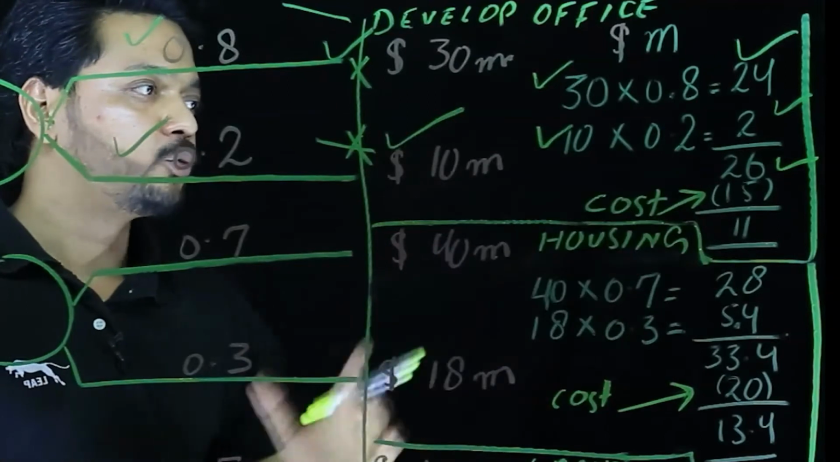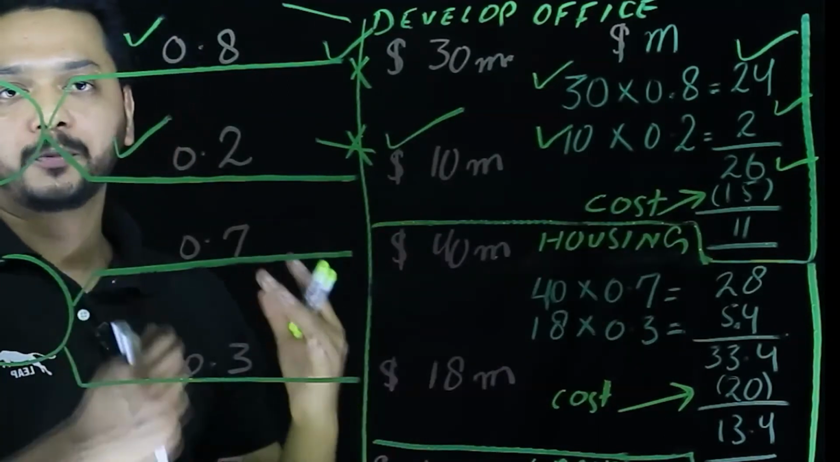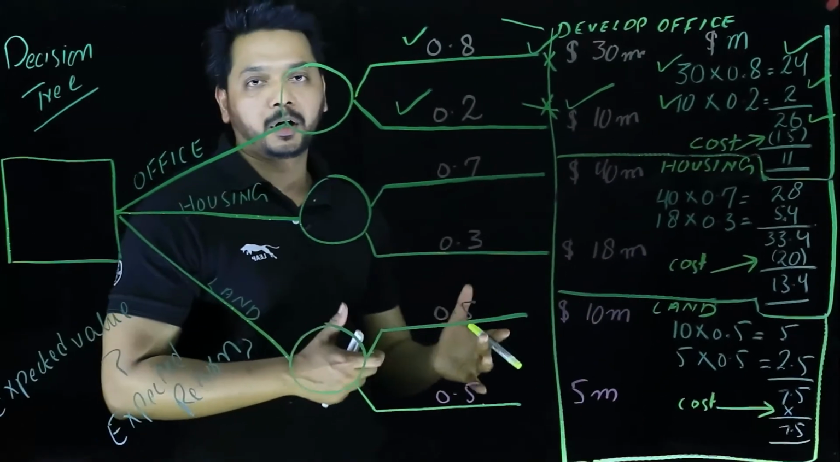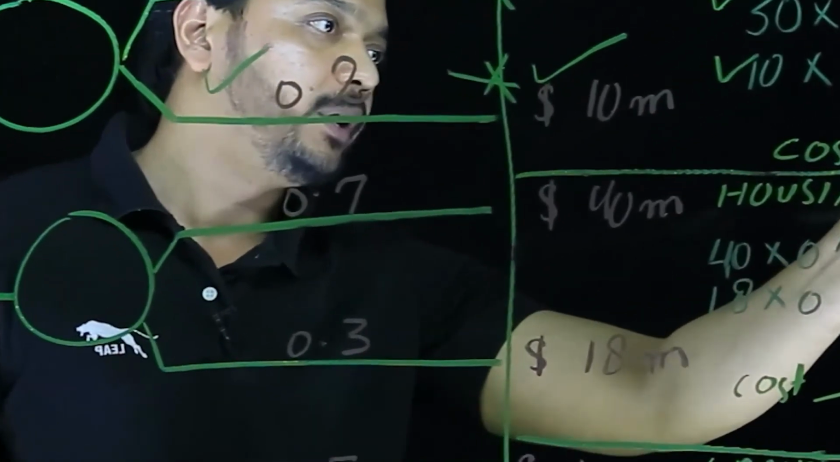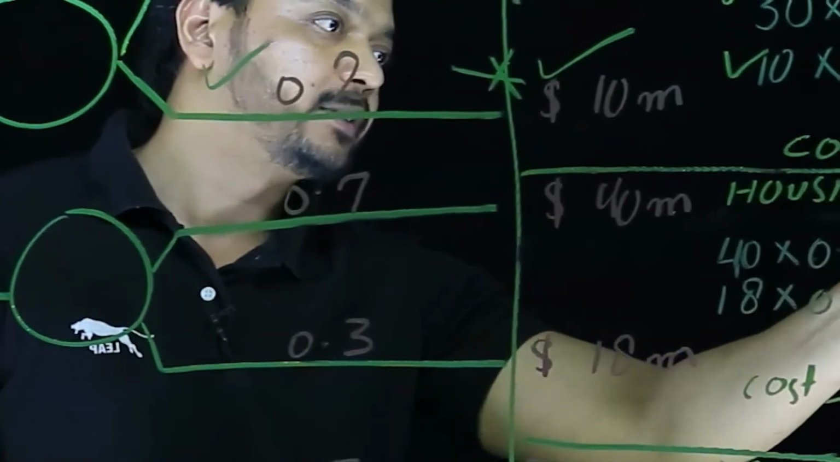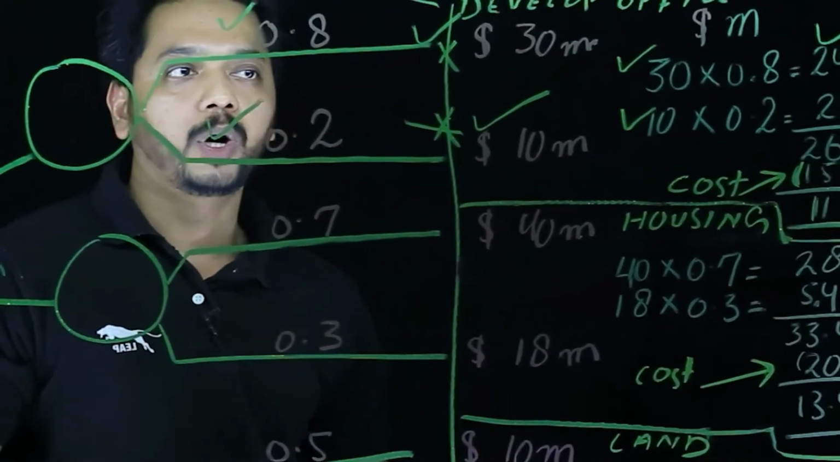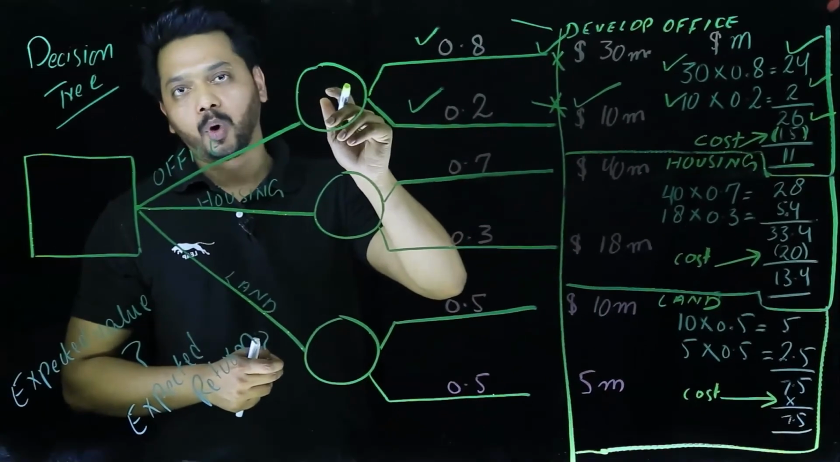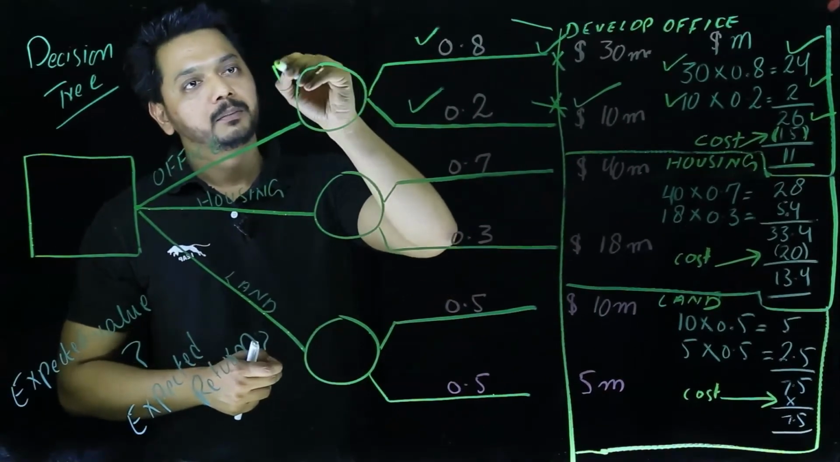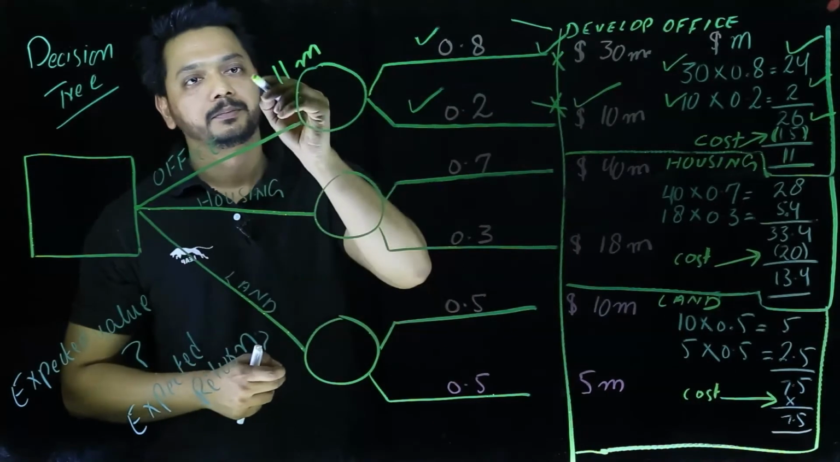Now here it comes to 26 million, and the capital cost which is given here will be deducted, the capital cost going to be invested here, which will give them a sum of 11 million. So we could say that option number 1 would give them 11 million.